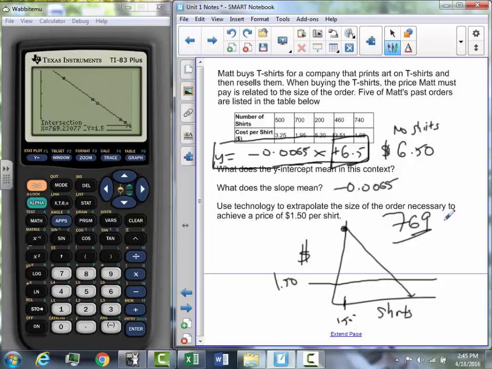The upside to this is if you're very technologically savvy, it's a lot of buttons to learn. The downside to this is that if you don't get it right, you're going to have exactly the right number. There's no wiggle room on this. There are a lot of little steps along the way where you could screw up. You have to learn what all of these different buttons accomplish in your calculator to solve this question. So if you buy 769 shirts, it would be $1.50 a shirt. That makes sense? Okay, let's try another one.